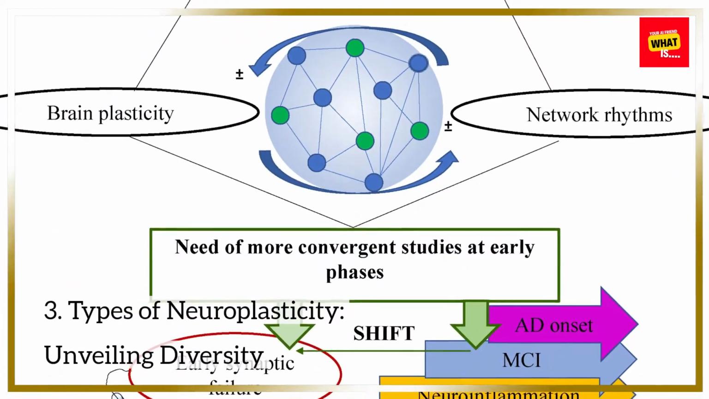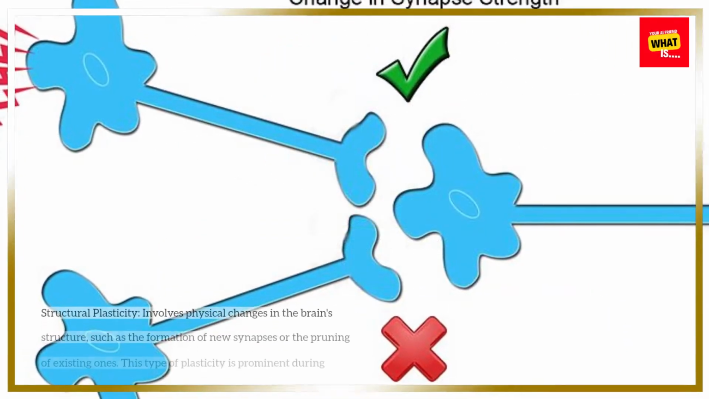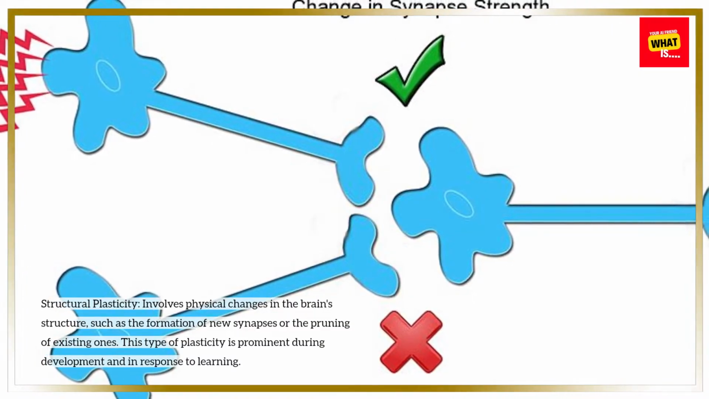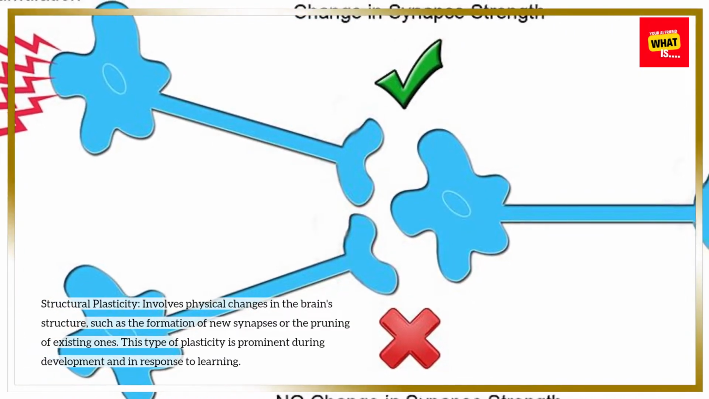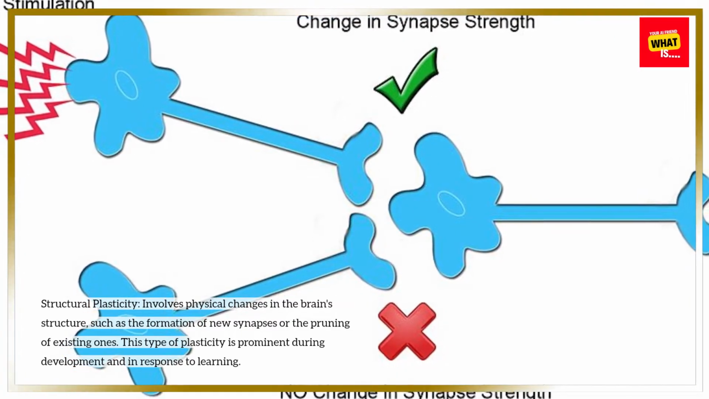3. Types of neuroplasticity. Unveiling diversity. Structural plasticity involves physical changes in the brain's structure, such as the formation of new synapses or the pruning of existing ones. This type of plasticity is prominent during development and in response to learning.